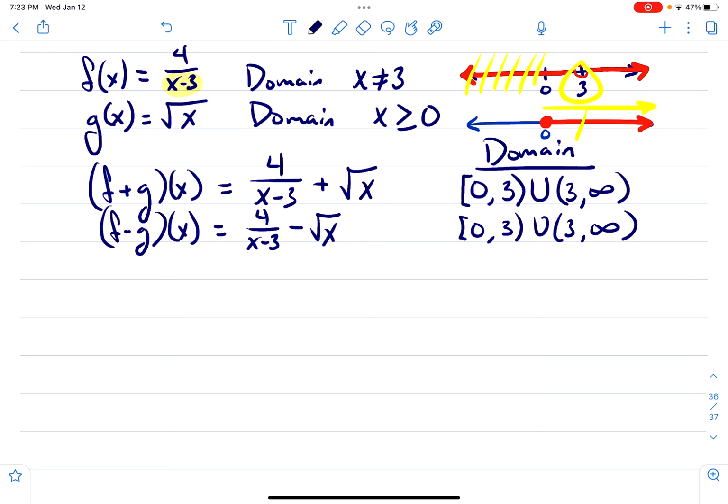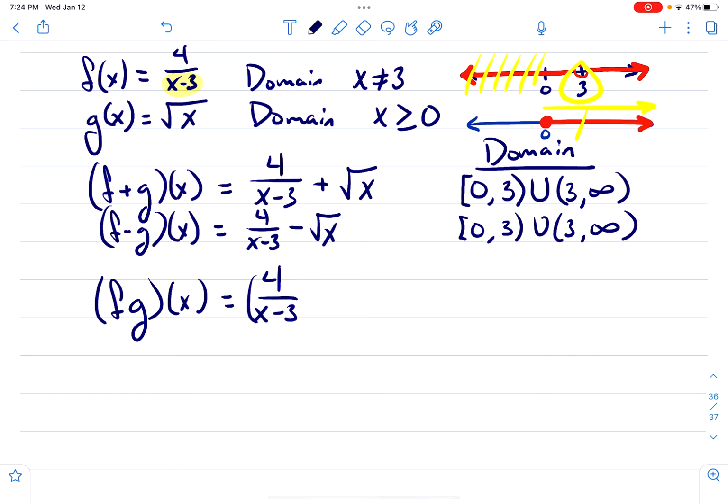All right, let's try something else. So we'll go f times g of x. And literally, hey, I need to give myself a little more room. Otherwise, it's going to start getting really sloppy. So you go f times g of x, which is just 4 over x minus 3 times the square root of x. Now, that one I can at least simplify a little bit. And so as to simplify that becomes 4 times the square root of x all over x minus 3. I should at least, these first two, I couldn't simplify.